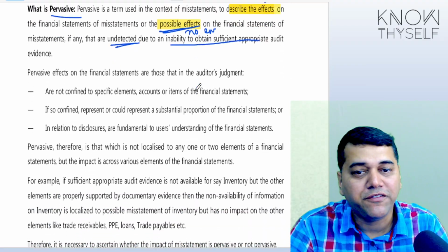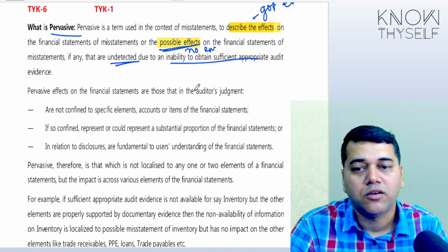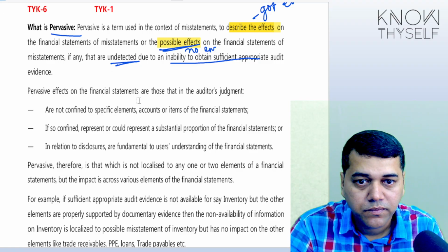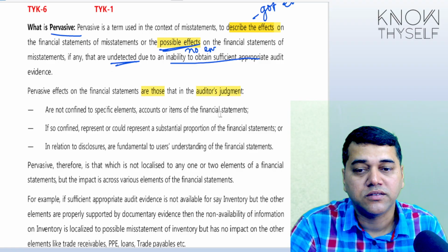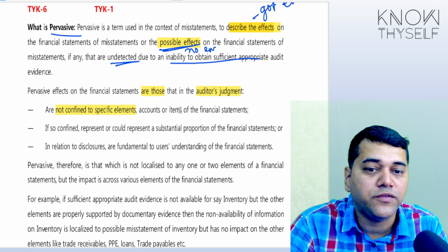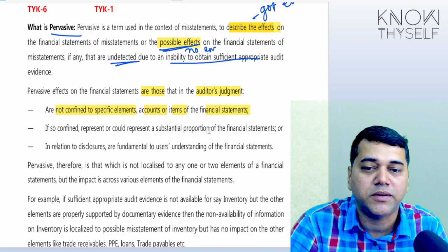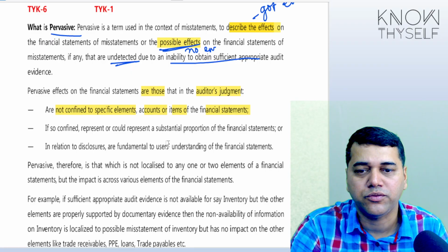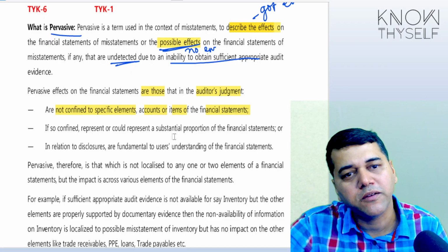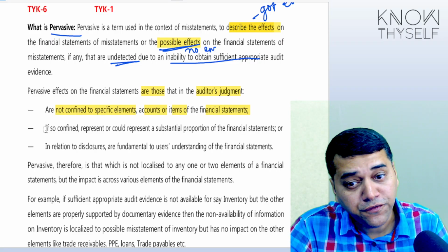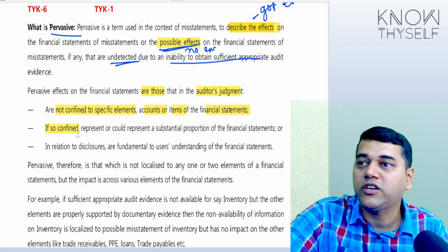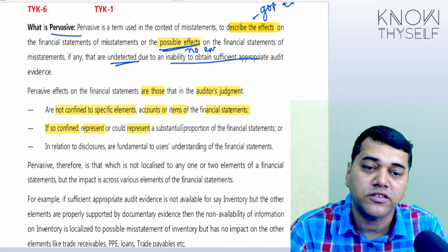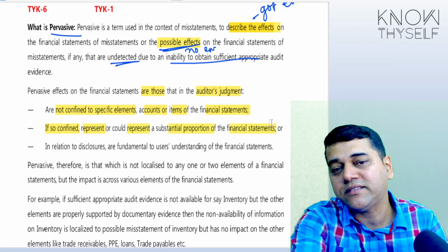So what is the possible effect on the financial statement? Okay, pervasive effects on the financial statements are those that in the auditor's judgment are not confined to specific elements, accounts or items of the financial statement. That means it is not one item, it is every item. That is pervasive. Like God is pervasive everywhere. Or if you are confined, that means if you are telling, no, sir, God is not everywhere, God is here only, then it should represent or could represent a substantial portion of the financial statement, like the example of that gold example.